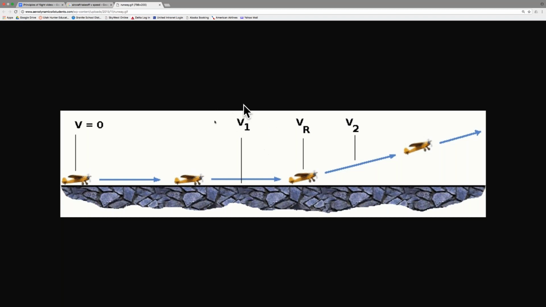But what these speeds represent, so V1 is what we call takeoff decision speed. Okay, and I want you guys to write this down. Pretty important.